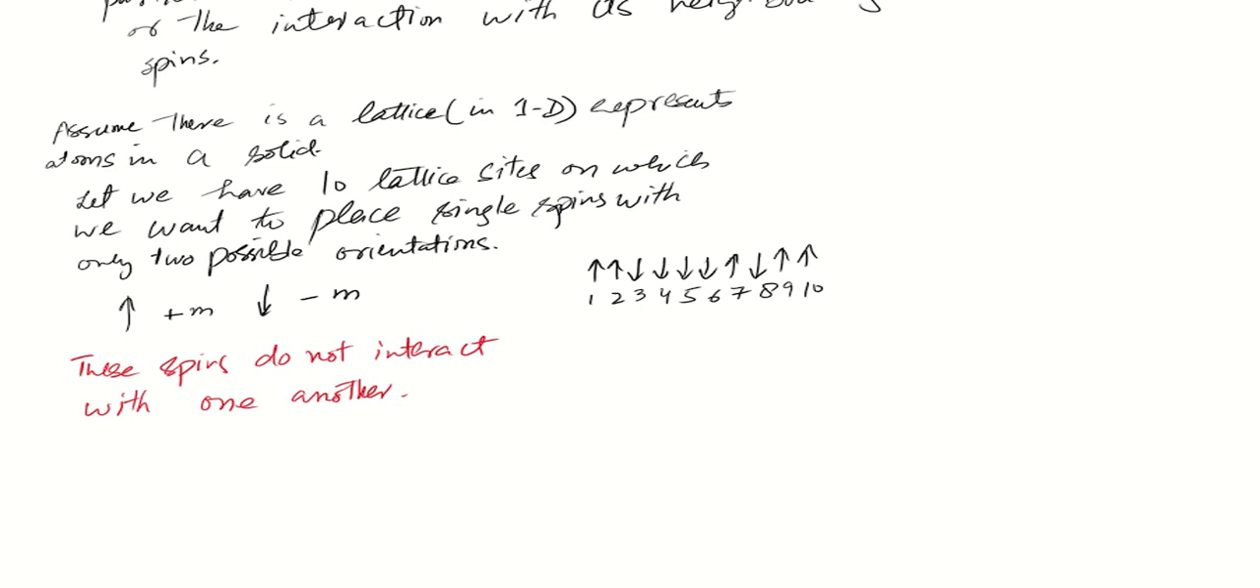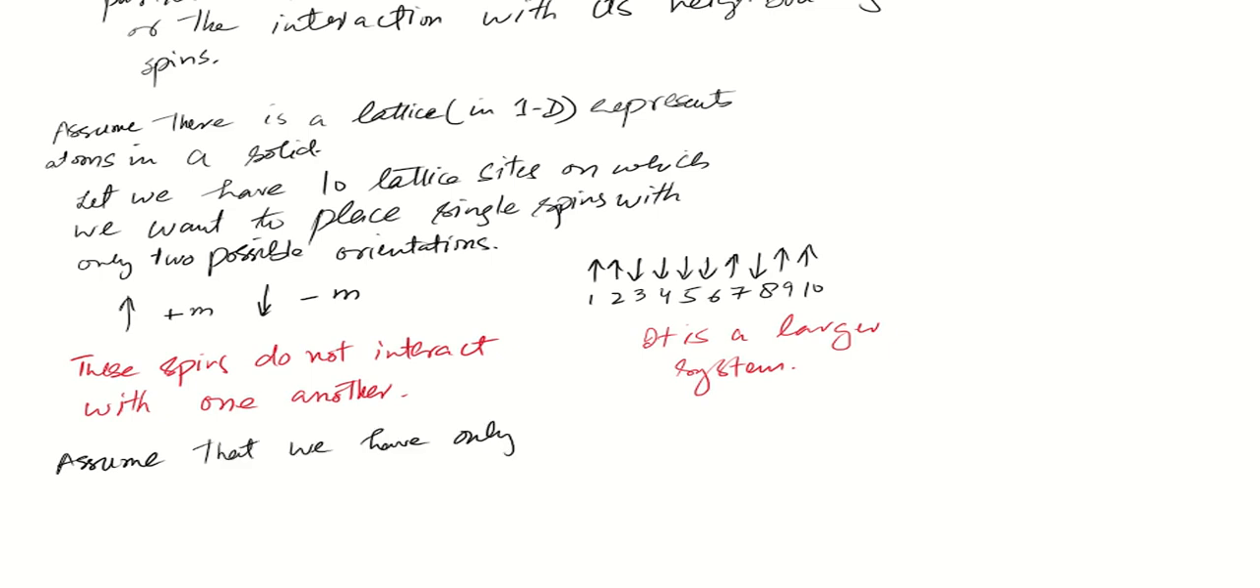So to study 10 spins at 10 lattice sites, from 1 to 10, this is a little bit larger system. So we start studying from a somewhat lower level. Initially assume that we have only 2 lattice points and 2 spins to be placed.